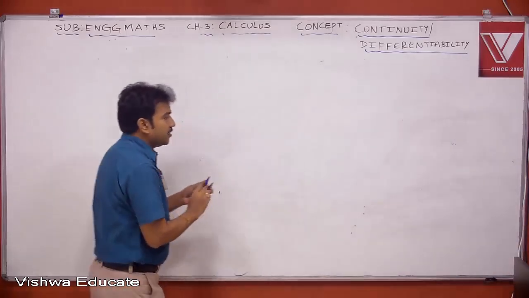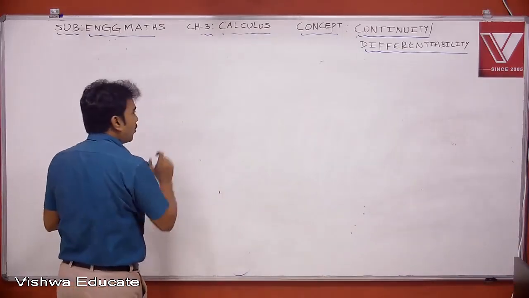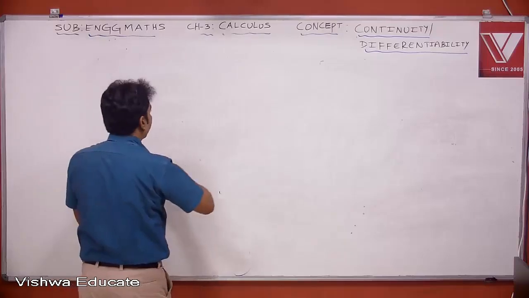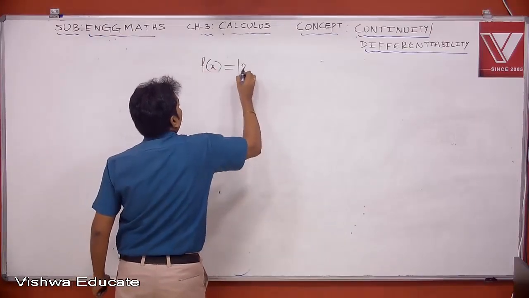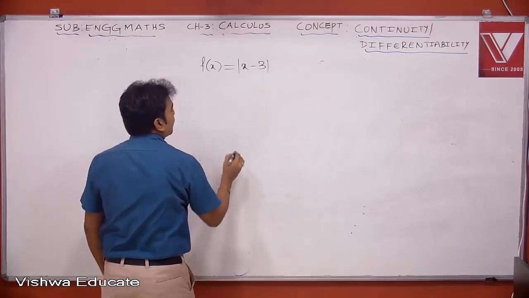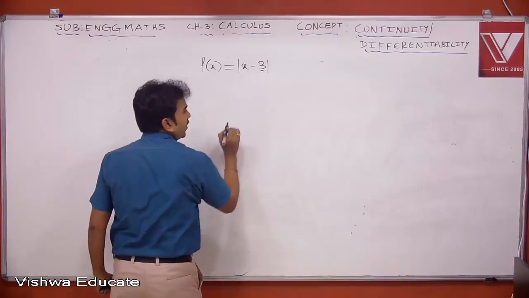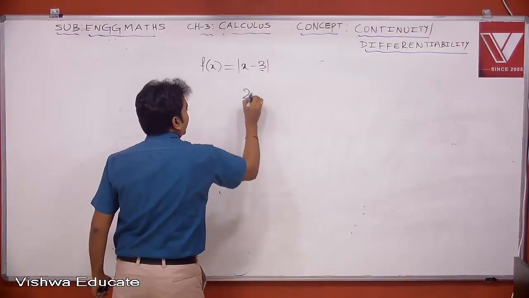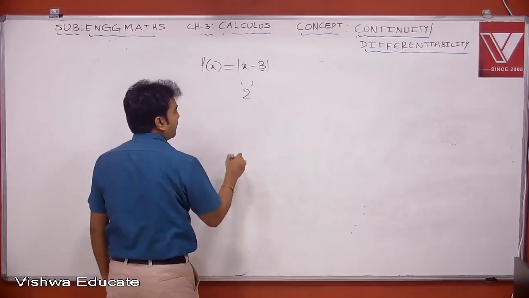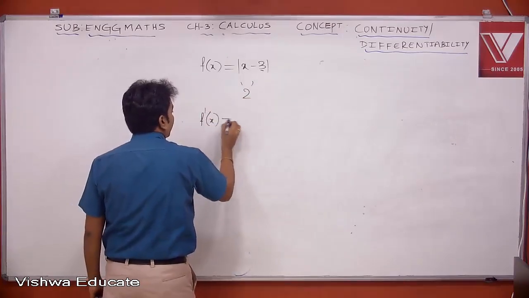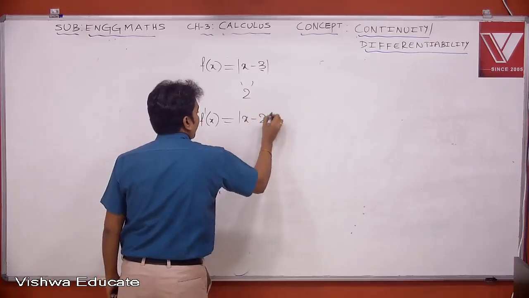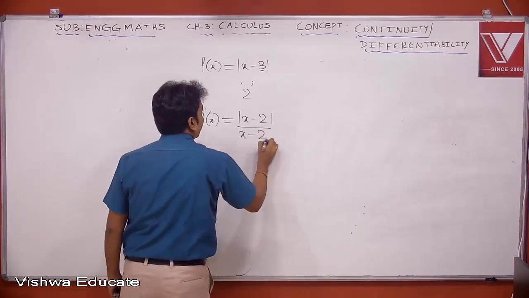Now let us see whether this function is not differentiable only at 3 or at different points. Here the function is f of x equal to mod x minus 3. Just now we proved that it has no derivative at 3. My question is, is it differentiable at a point other than 3? For example 2. Let us see. Here f dash of x is modulus of x minus 3 by x minus 3.